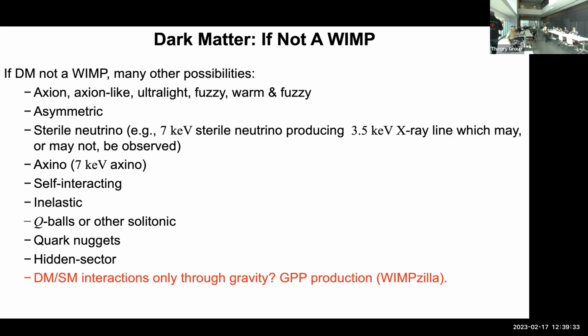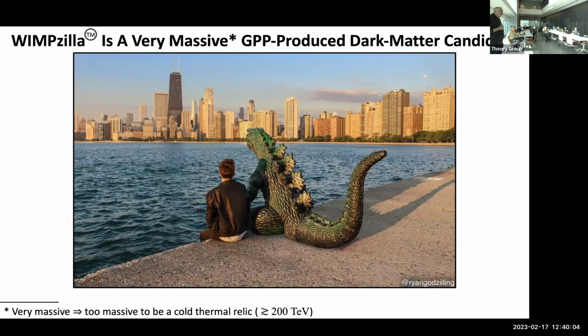Think of the possibilities: what do we know about dark matter? The only thing we really know about its interactions is that it has gravitational interaction. So suppose the dark matter only interacts with the standard model through gravity. How would you produce it? And that's where gravitational particle production will come in. And this is capable of producing a massive particle that's known as the WIMPzilla. What is a WIMPzilla? It's a very massive, gravitationally produced dark matter candidate. And very massive is something that's too massive to be a cold thermal relic. So WIMPzilla is your friend.